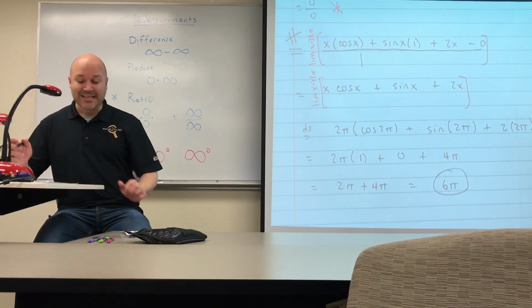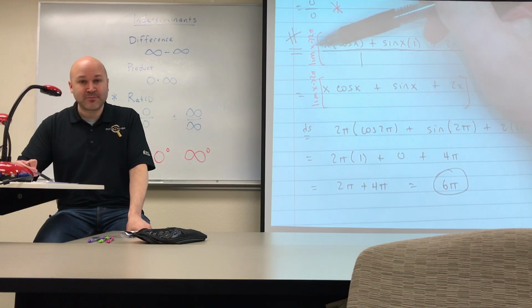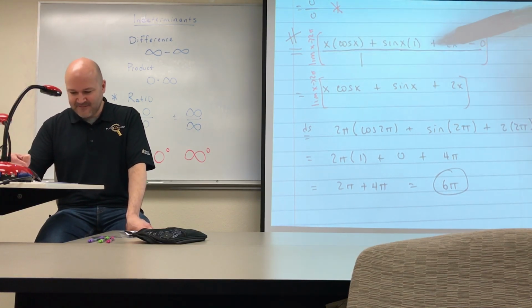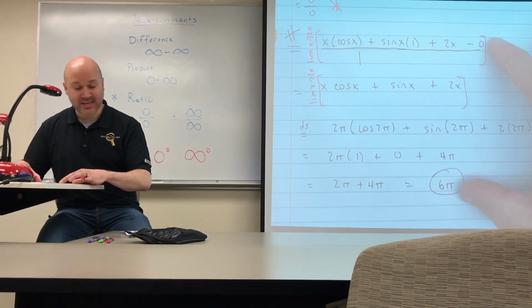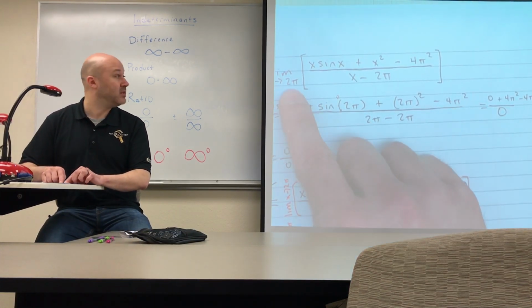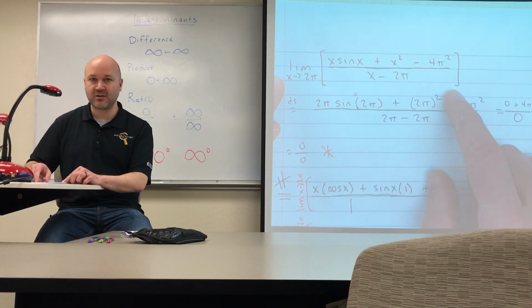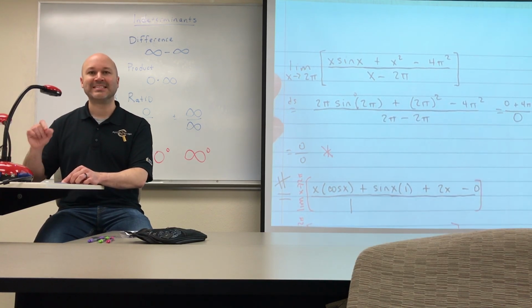All right, so the limit as x approaches 2 pi of this function is approaching 6 pi. L'Hopital's rule says that means the limit of my original function is also approaching 6 pi.